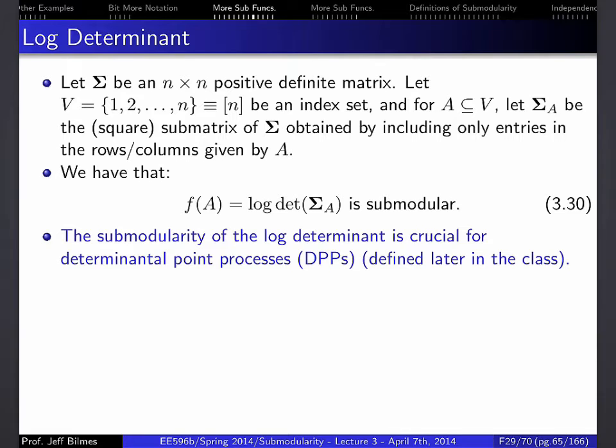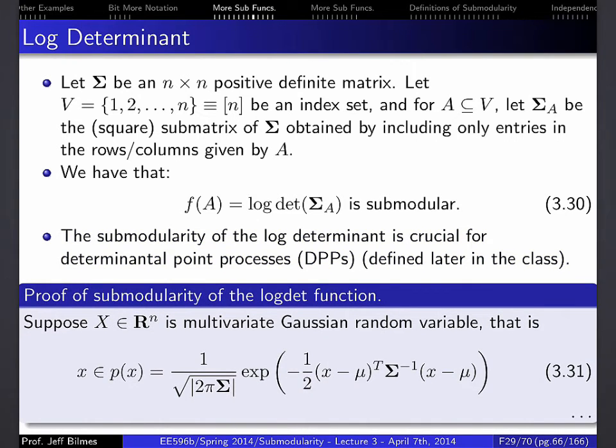It turns out to be submodular. Now the question is, why is that? It comes from essentially the submodularity of the entropy function. In this particular case, however, it's the Gaussian entropy function.